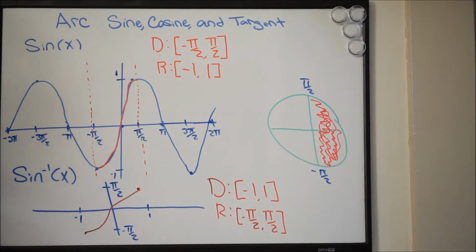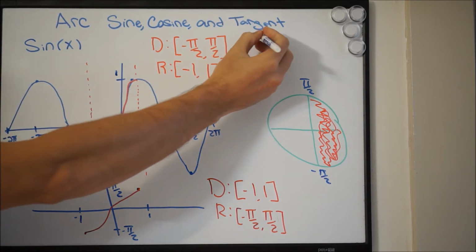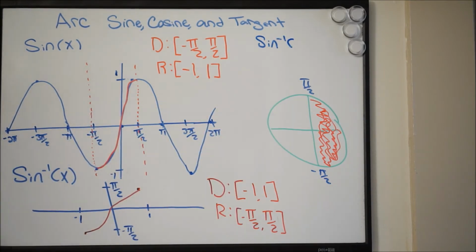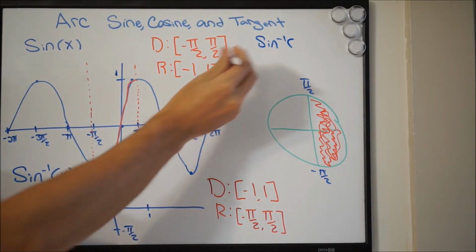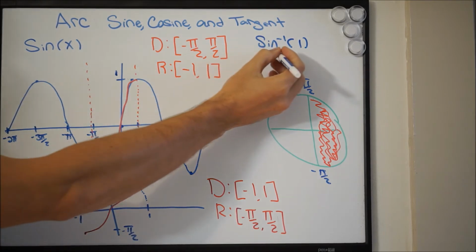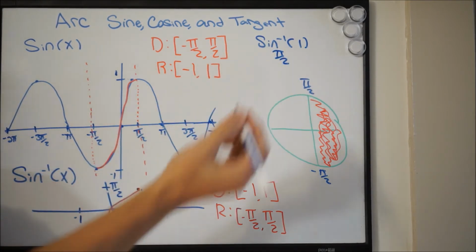So as an example here, if you wanted to take arc sine, let's just write this out up here. Arc sine of 1. What would this be? So again, you could go to your graph and just draw out a visual. Well, look, that puts me at pi over 2. So arc sine of 1 is pi over 2.